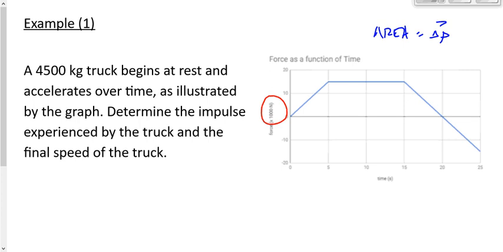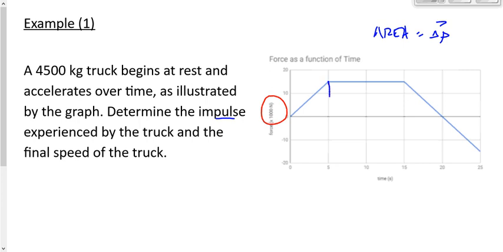A 4,500 kilogram truck begins at rest and accelerates over time, as illustrated by the graph. What's the impulse experienced by the truck? And what's the final speed of the truck? Let's worry about the impulse first, because that's our easiest part. Area equals impulse.